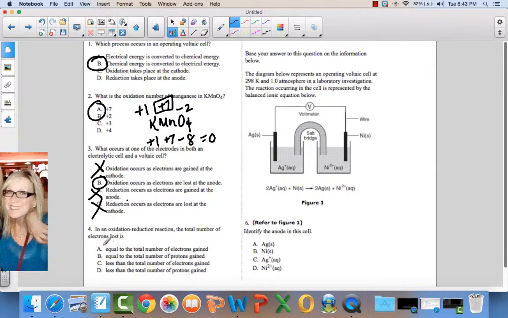Total number of electrons gained must equal total number of electrons lost. This is the law of conservation of charge. And we had that on a vocab quiz for those that did that.